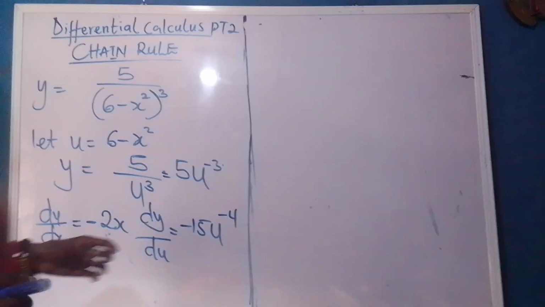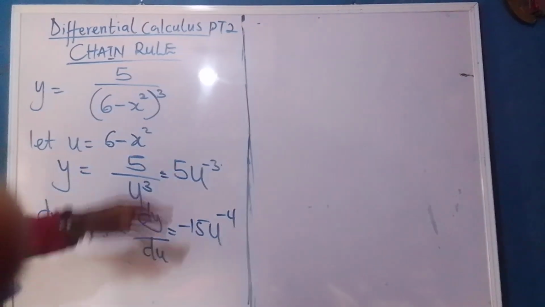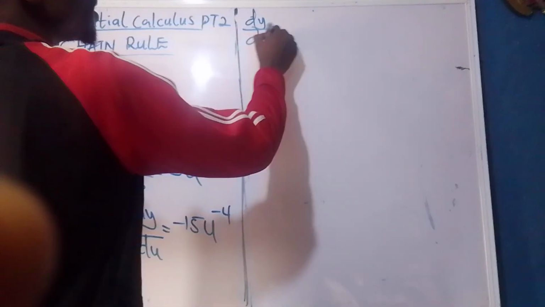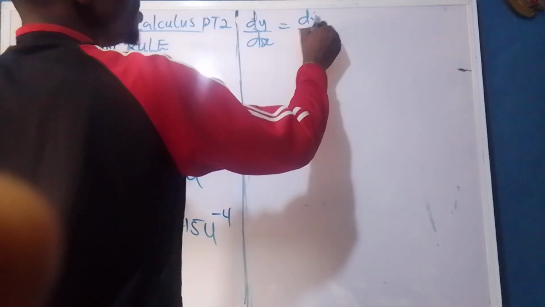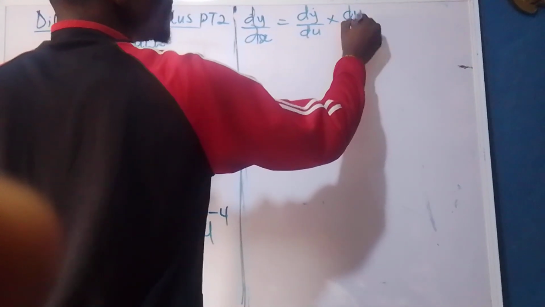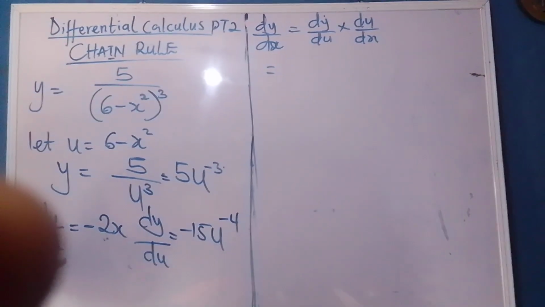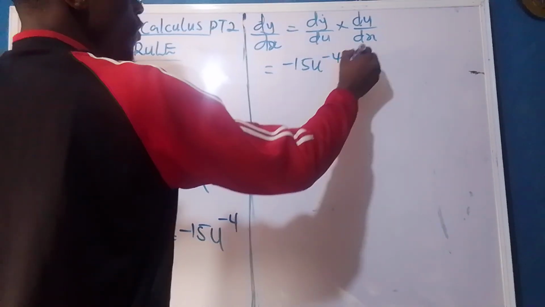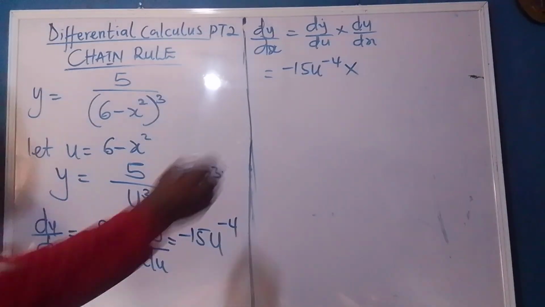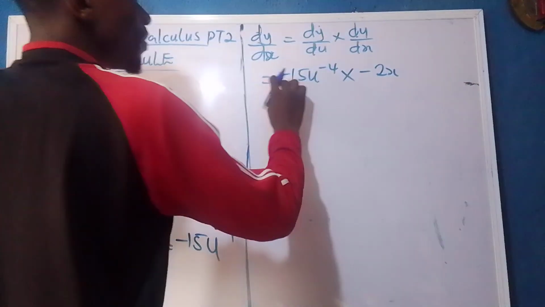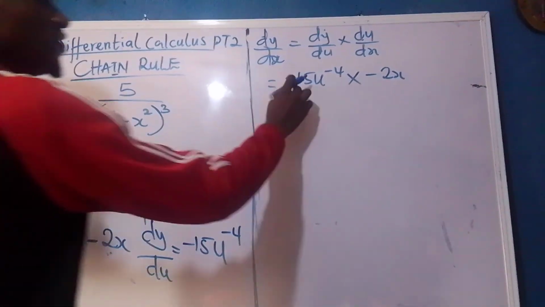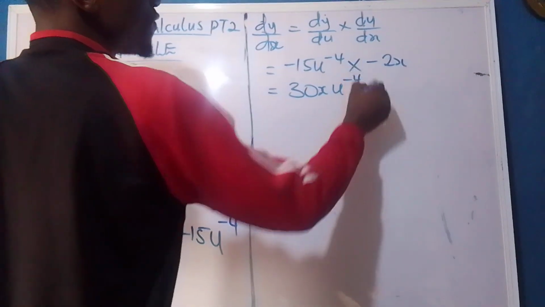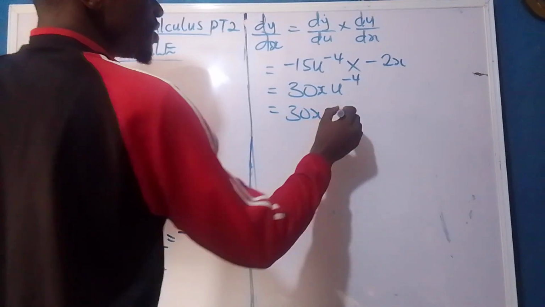So now, like I was saying, when you find your du over dx, the next step is to input it into the formula of the chain rule, which is dy over dx. That's dy over du times du over dx. So the value of our dy over du is minus 15u to the power of minus 4 multiplied by du over dx, which is negative 2x. So minus times minus is going to give us plus. 15 times 2 is 30. 30x u to the power of minus 4. So that will be 30x.